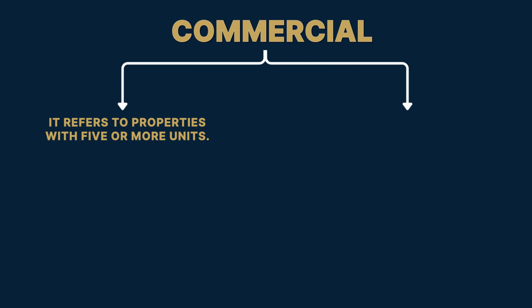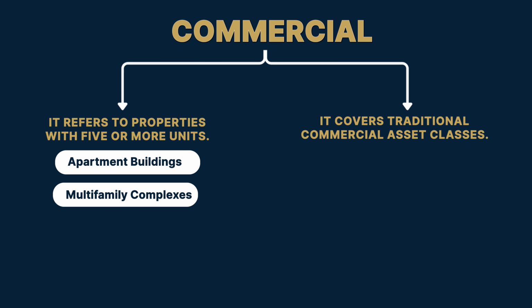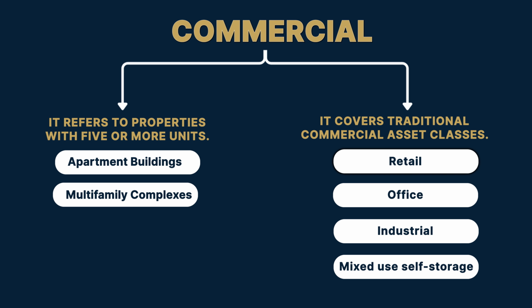So the third one is going to be commercial, and this one confuses people. Commercial in this context means one of two things. First, it refers to properties with 5 or more units, apartment buildings, or multifamily complexes. Second, it covers traditional commercial asset classes, when you think of commercial, such as retail, office, industrial, mixed use, self-storage, and so on. So if someone says commercial loan, they could mean a 20-unit apartment deal or a strip mall. The key distinction from residential is either the unit count or the property type itself.